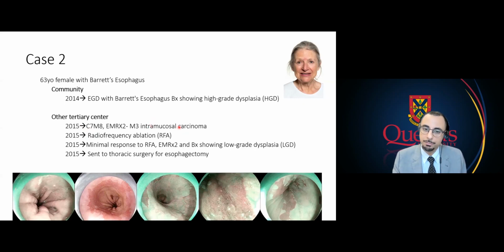So after the resection of the carcinoma, they tried to ablate the Barrett's, which is the standard of care, using radiofrequency ablation. Unfortunately, she didn't respond particularly well in that she didn't re-epithelialize to normal squamous. There was still Barrett's remaining. So she was subsequently referred for esophagectomy.